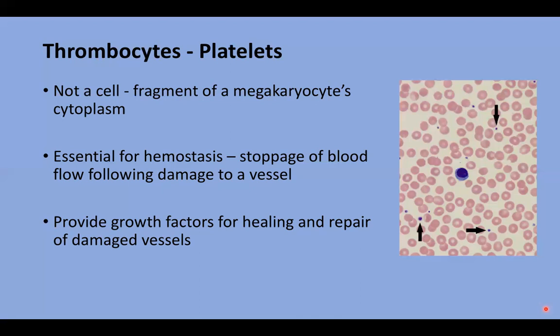These thrombocytes are going to be able to stop the blood by producing what is referred to as a platelet plug that we'll learn about in a few minutes. But beyond just stopping the blood flow at damaged vessels, they also are going to help by producing growth factors that will actually heal and help repair the damaged vessel and also the surrounding tissues.